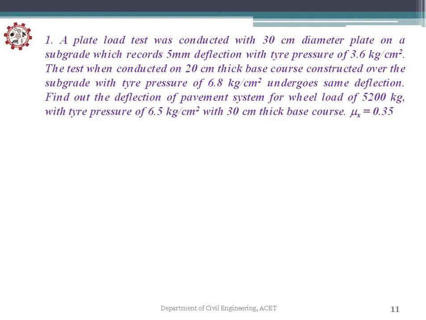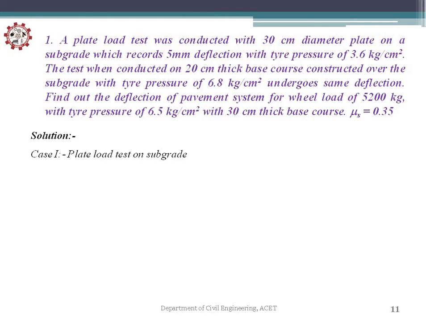So this is given to us. If in case mu s is not given, then you can assume 0.5. So in the solution, case number 1, there are 3 cases. First case here tire pressure 3.6, second case 6.8, and last case you have tire pressure 6.5.